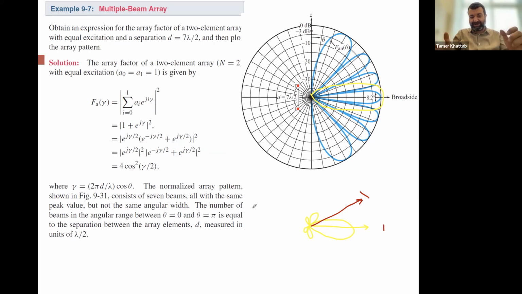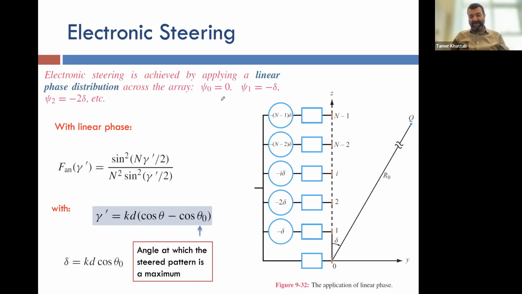So there are advantages to mechanical steering. Okay, what is the other option? The other option is called electronic steering. How do you do electronic steering?